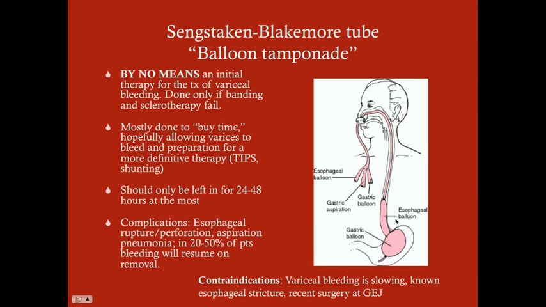Okay, so if you do your endoscopy and you try to band the varice but it doesn't work, and you try to do sclerotherapy and it doesn't work, then and only then should you place a balloon tamponade. And I suppose the other time you can place a balloon tamponade is if you don't have access to endoscopy. So by no means is this an initial therapy for the treatment of variceal bleeding. It's done only if banding and sclerotherapy are either unavailable or they fail.